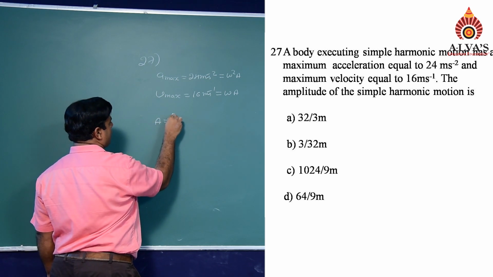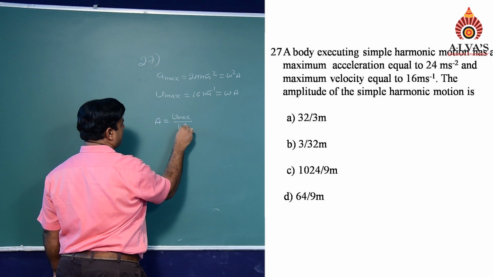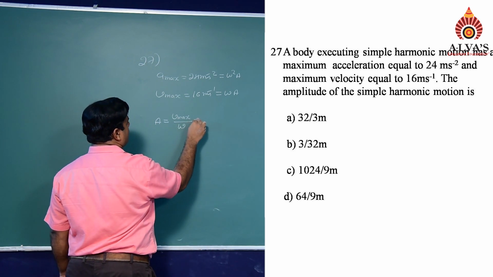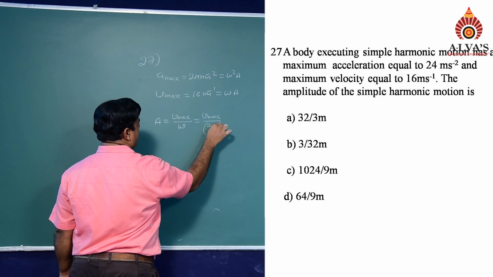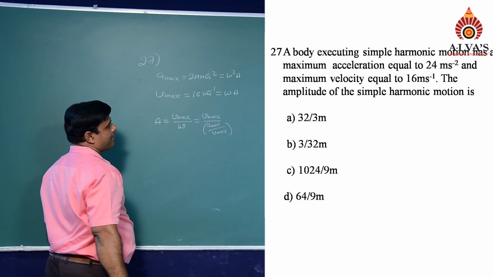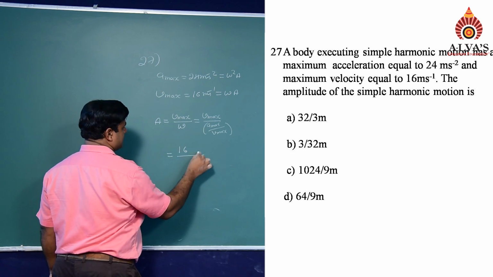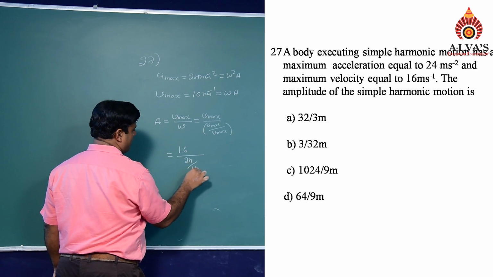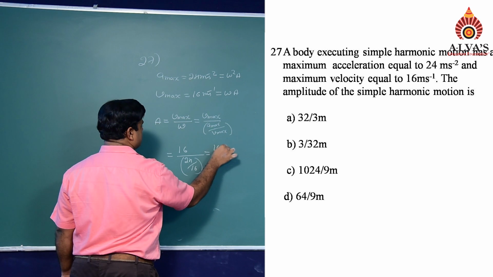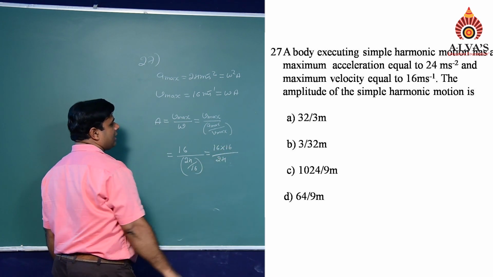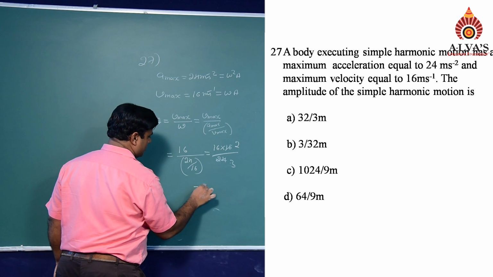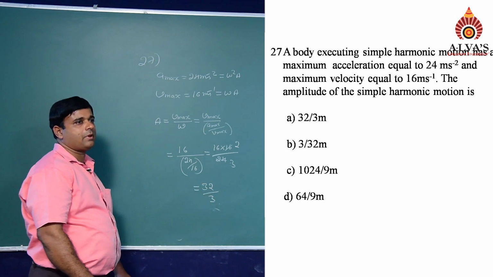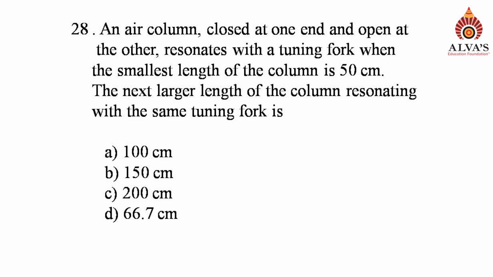V maximum is nothing but omega into A. Therefore, A equals V maximum divided by omega, and omega can be written as A maximum divided by V maximum. So A is V maximum squared divided by A maximum, which is 16 into 16 divided by 24. 8 into 2, 8 into 3. So, the answer should be 32 divided by 3. So, answer is E.